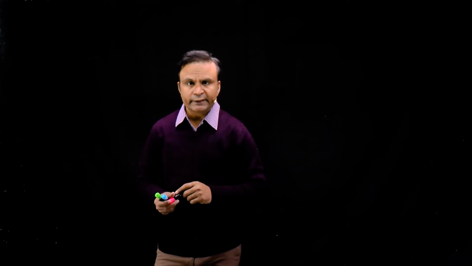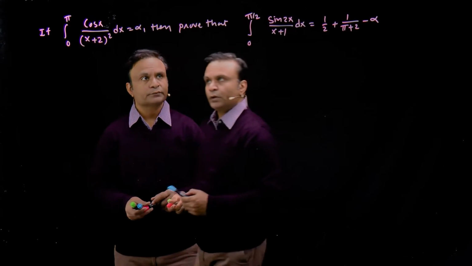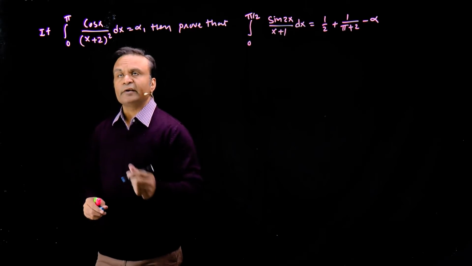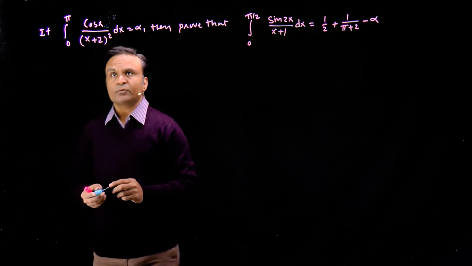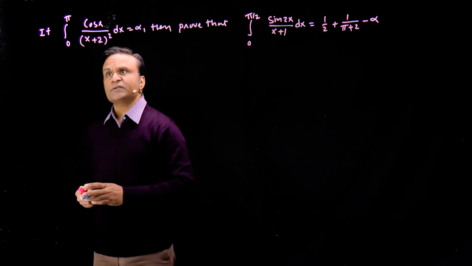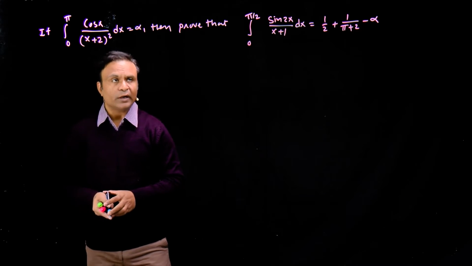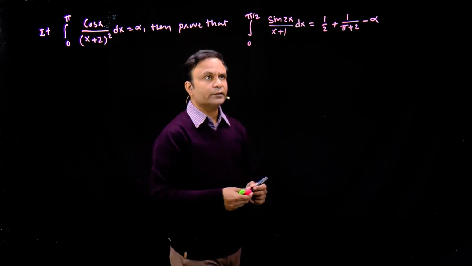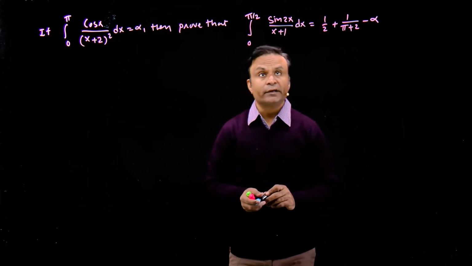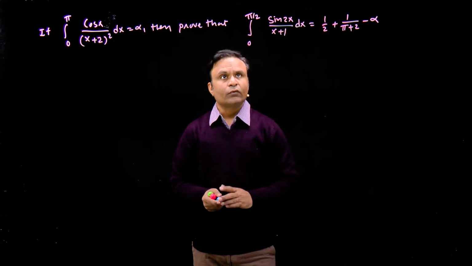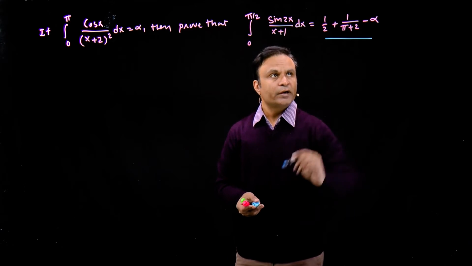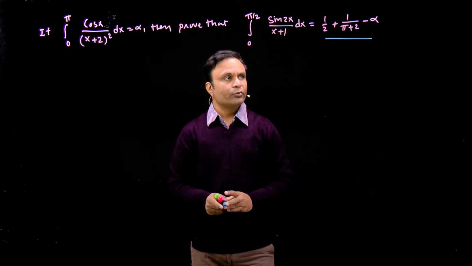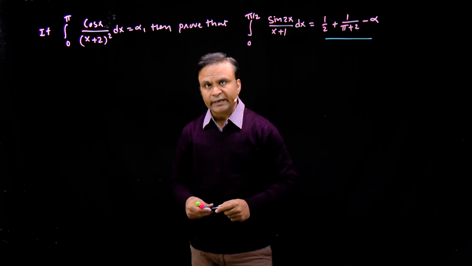Well, let's do now one last question from this category. Here is the question. If the value of the integral of cos x upon (x plus 2) square for the limits 0 to pi is equal to alpha, then prove that the value of the integral of sin 2x upon (x plus 1) for the limits 0 to pi by 2 is equal to 1 upon 2 plus 1 upon (pi plus 2) minus alpha.